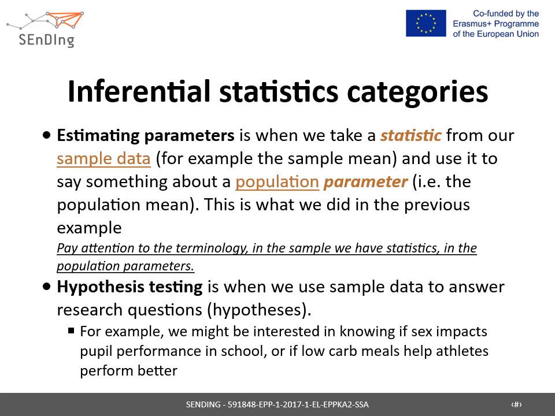Hypothesis testing, on the other hand, is when we use sample data to answer research questions, hypotheses. For example, we might be interested in knowing if sex impacts pupil performance in school, or if breakfast helps children perform better in schools. Statisticians use hypothesis testing to formally check whether the hypothesis is accepted or rejected. In other words, hypothesis testing is used to determine whether there is enough evidence in a data sample to infer that a certain condition holds true for an entire population.